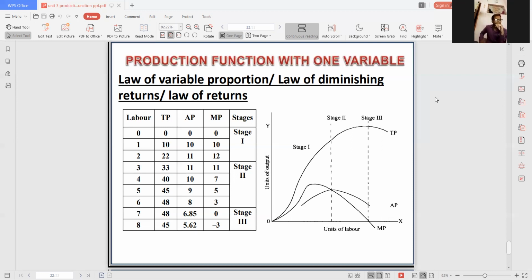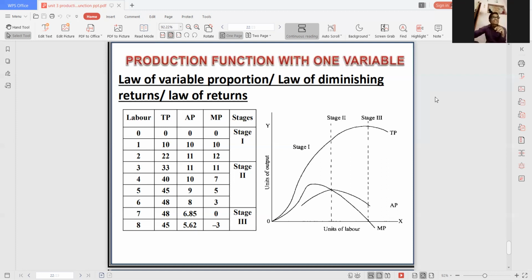In the third case, if you are using 3 labors and the total production is 33, average production is 33 by 3 equals 11. Again, marginal production is 33 minus 22 equals 11. Here we are coming to the saturation. Stage 2 means you are finding the stage 2 dotted line and the stage 1 upward trend intersecting point. Next, fourth: 40 by 4, average production 10, and marginal production 40 minus 33, 7.